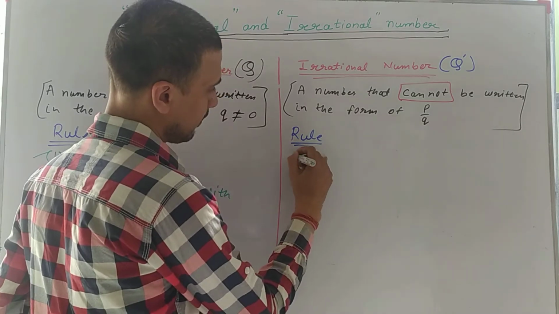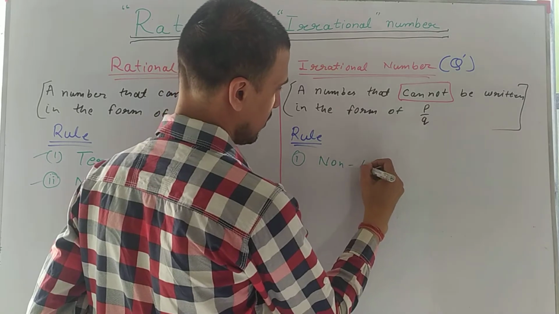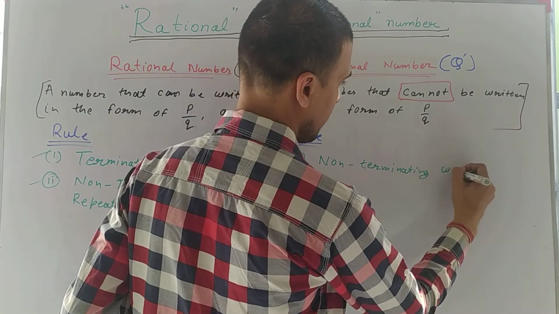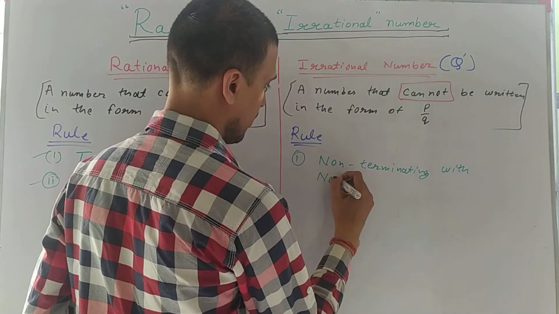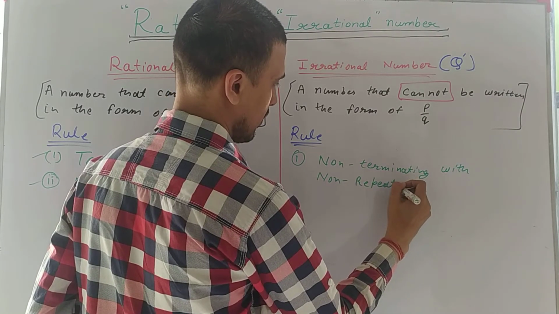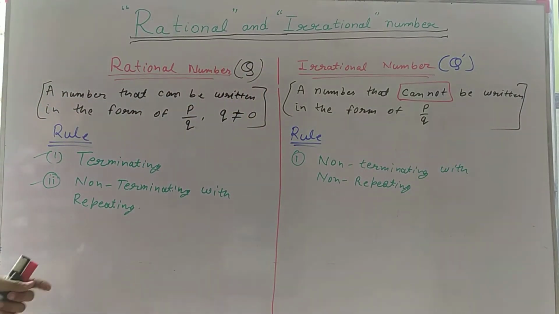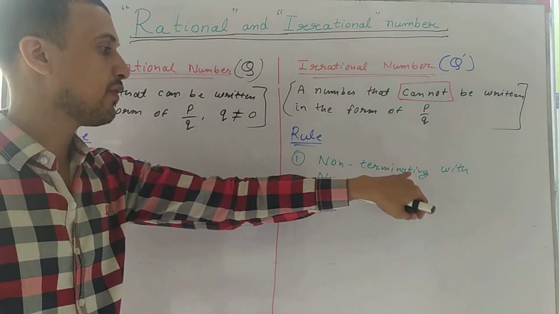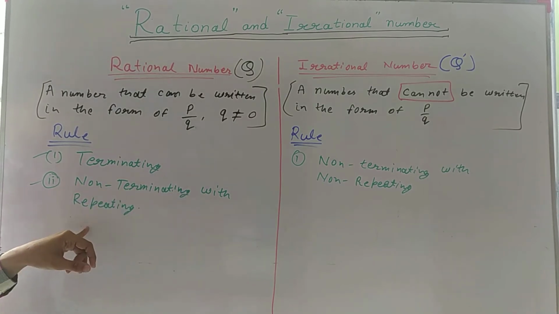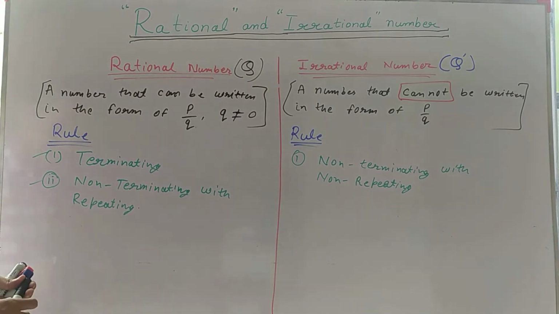Rule number 1. Here is a single rule, that is non-terminating with non-repeating. But in this, non-terminating with repeating, right? Now try to take some examples and understand.